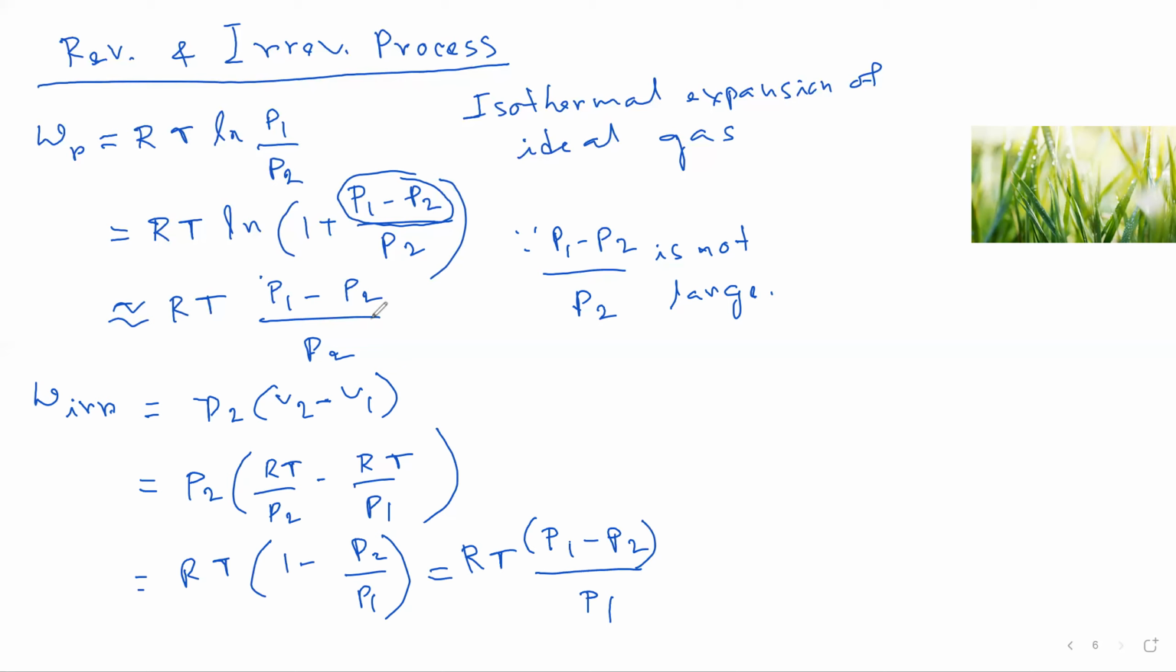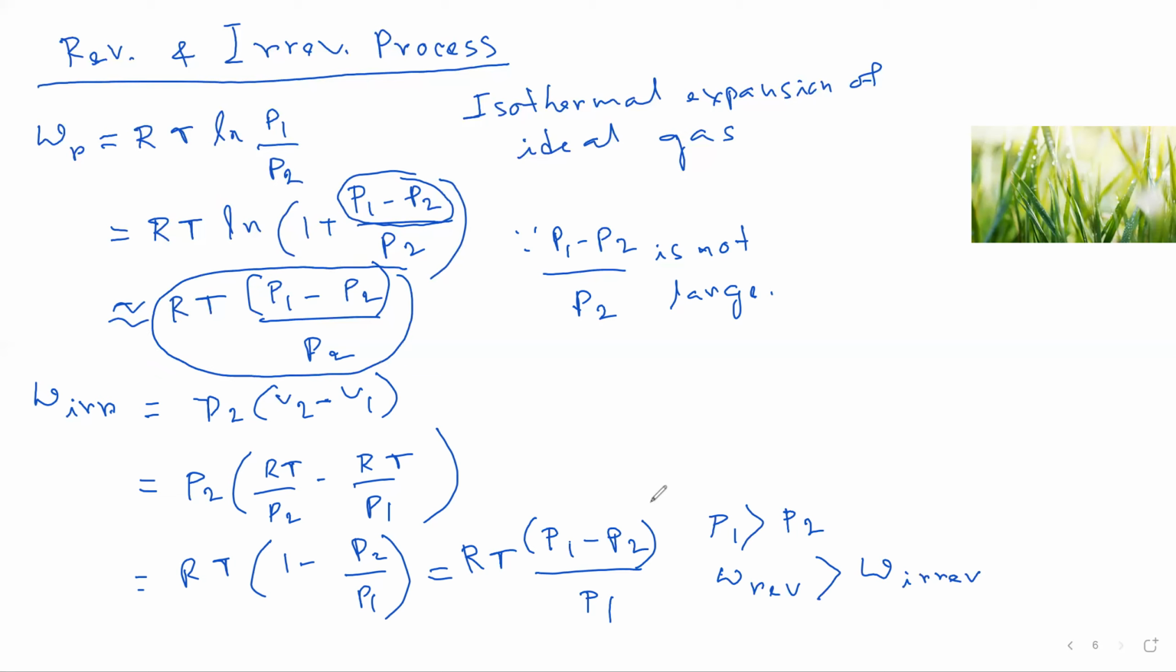Okay, so as you can see, I have tried to write in a similar form for the reversible process and the irreversible process. Now, obviously, P1 is greater than P2. So definitely W reversible will be greater than W irreversible. Okay. So from these two expressions, since P1 is greater than P2, W reversible will be greater than W irreversible.